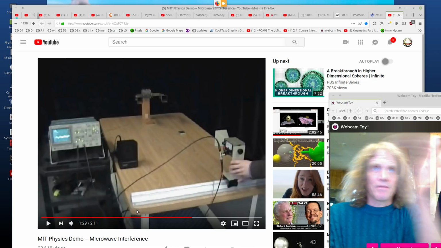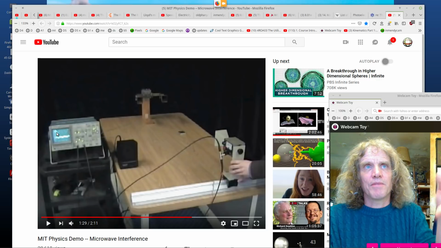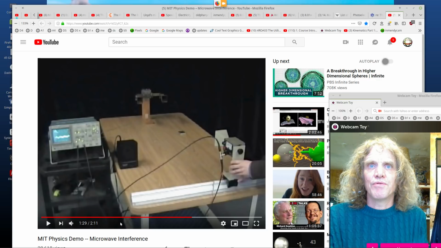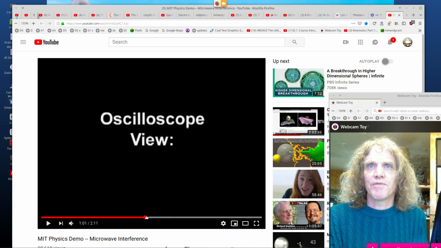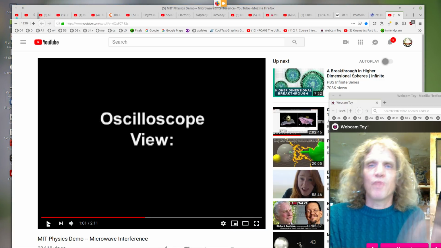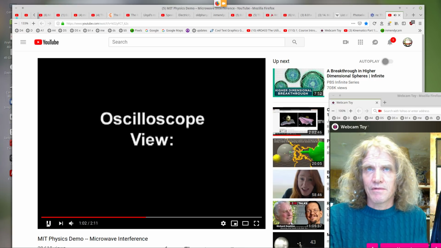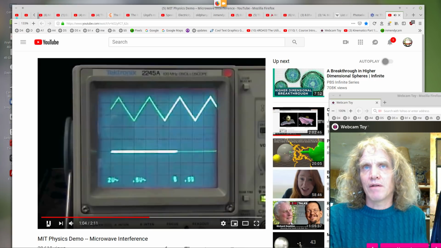So it's just typical. The only thing on the oscilloscope is the two, like here in the middle, they show just the oscilloscope's view. So we'll just play that. The only thing on the oscilloscope is the 1 kilohertz audio signal. So it doesn't have the radar signal on it.